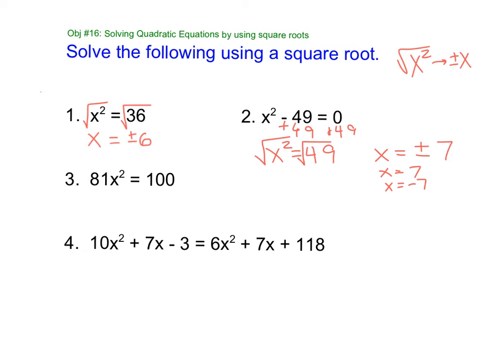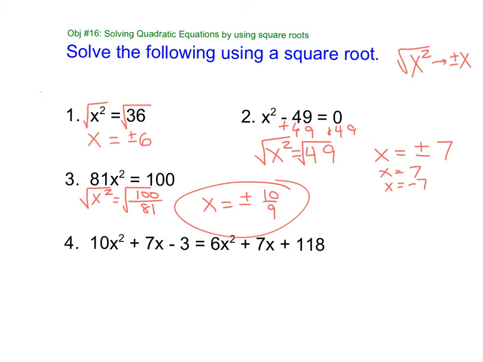Now, this one looks really hard, but it's not, I promise. We're going to divide by 81. We want to isolate our x squared. So divide both sides by 81. And I'm just going to leave it 100 over 81. Take the square root of both sides. X equals plus or minus, what's the square root of 100? 10. And the square root of 81? 9. And that's it.